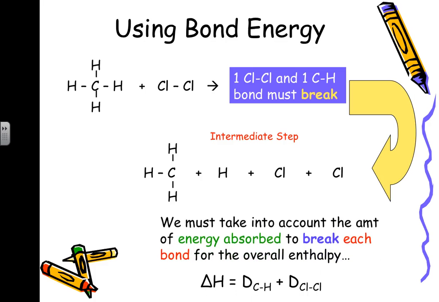All right. So we must take into account the amount of energy absorbed. Okay, notice my terms. Energy absorbed to break each bond for the overall enthalpy. So notice the use of symbols here at the bottom. You've got your delta H, and then I'm using that big capital D for dissociation with a subscripted CH single bond. And then I'm adding on the chlorine-chlorine single bond. Please note the positive sign.